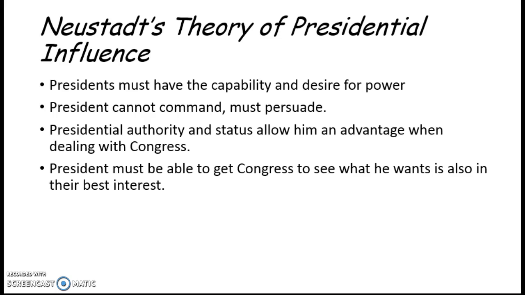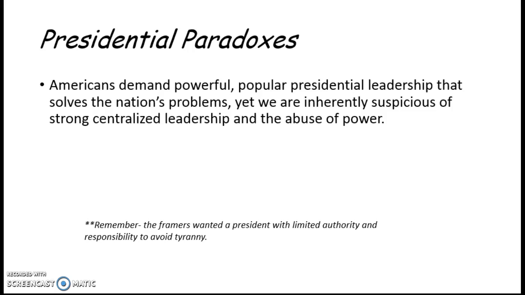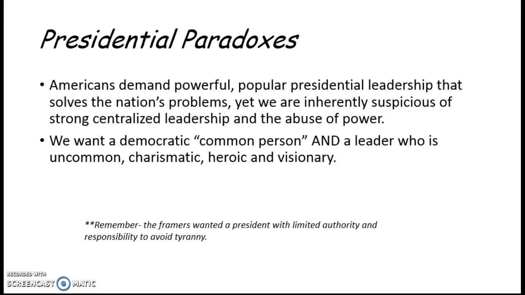Another PS on this is in Federalist 70. Hamilton said the government needs a strong, energetic executive. So energy in the executive is also important. Now we have presidential paradoxes. Americans demand a powerful, popular presidential leadership that solves the nation's problems, but we are inherently suspicious of strong, centralized leadership and the abuse of power. So what we want, we're also suspicious of.